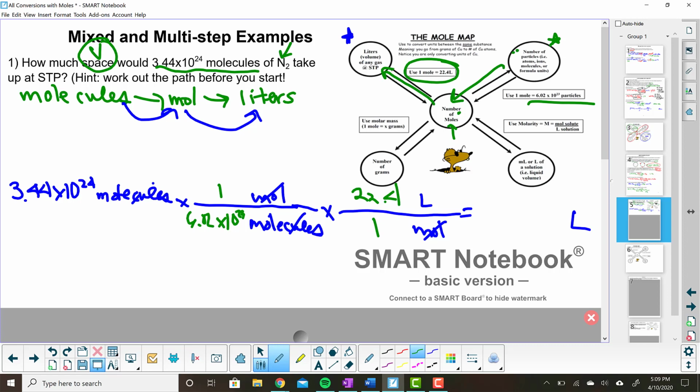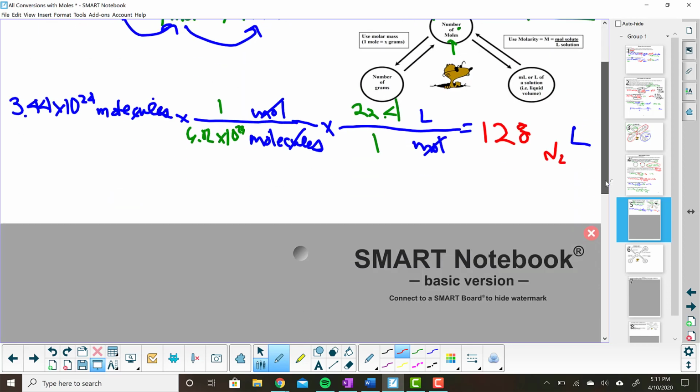So when I multiply across the top, I take my 3.44 times 10 to the 24th, multiply that times 1 times 22.4, so essentially just times 22.4, and you get a number. That number is 7.7056 times 10 to the 25th. Then you're going to take that number and divide it by 6.02 times 10 to the 23rd, which will give you your final answer, 128 liters of N2. So that's a multi-step example. I do, of course, have more examples that we're going to look at. Let's do some more.